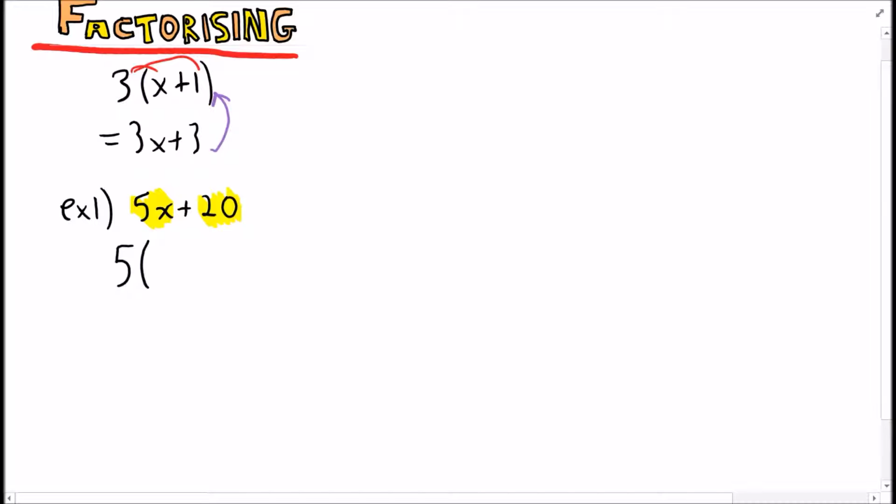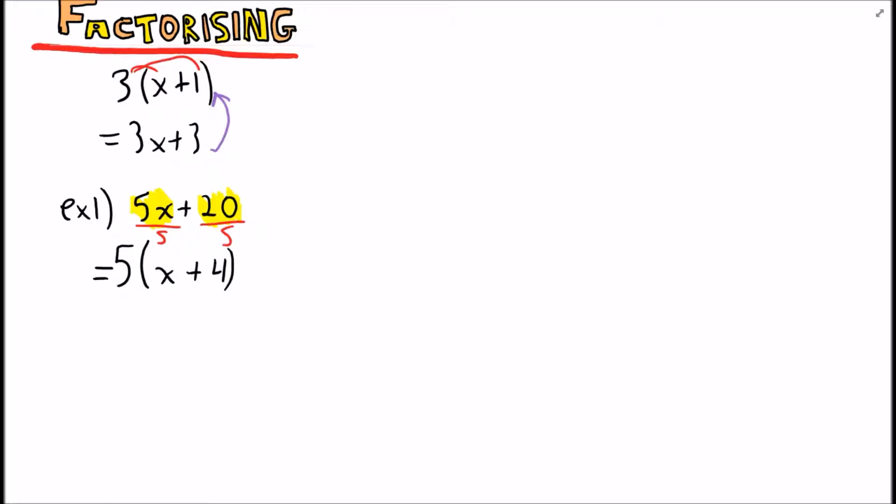I need to divide both of these. So maybe I'll write it in red. I'm going to factorize out the 5. I'm going to divide both terms by 5. That leaves me with 1x, and I'll just write an x plus 4. So that would be the answer. For factorizing, 5x plus 20 would be 5 bracket x plus 4.